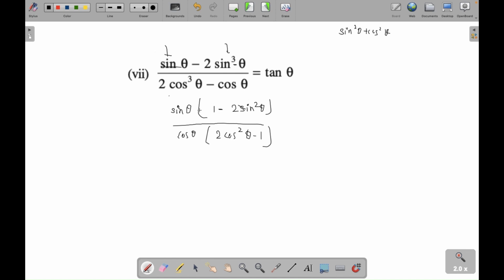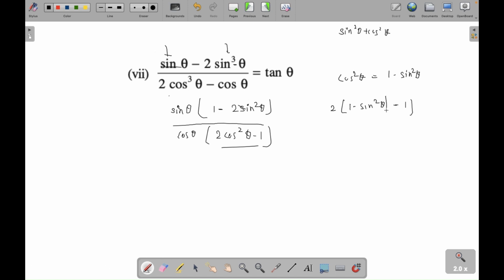So this should give you a hint that I should somehow make this equal to this, such that it will get cancelled. Either you can write sine square theta in the form of cos square theta, or we can write cos square theta in the form of sine square theta. Both will fetch the same answer. So say I use this denominator and write cos square theta as 1 minus sine square theta. So what do we get? 2 times 1 minus sine square theta minus 1. This is 2 cos square theta minus 1.